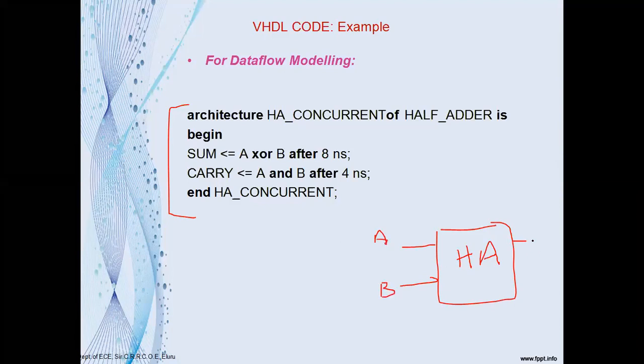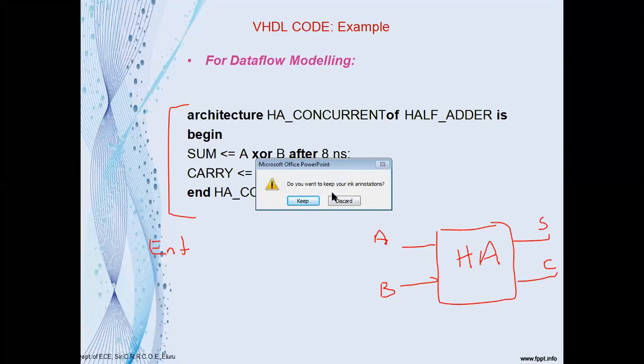And what are the outputs here? This sum, in a short form I am representing S, and carry is represented in a short form C. Okay. So now this is the function which is going to be modeled in the VHDL. So now how to write the entity here? So we will write using the entity syntax here. What is the entity syntax? So first we will, just a second.